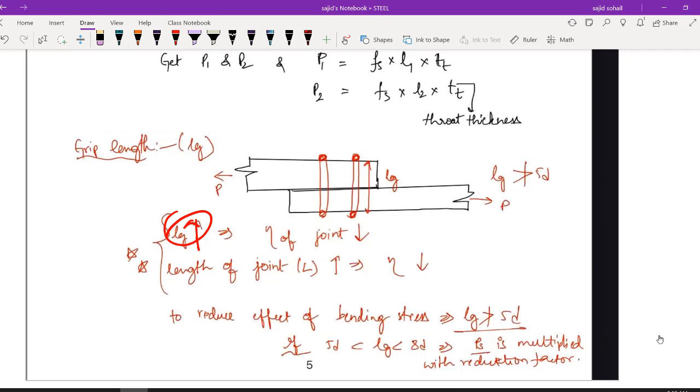So let us be very clear. Your grip length and your efficiency depend on the diameter of the bolt, right? Your grip length should not be greater than 5 times the diameter.